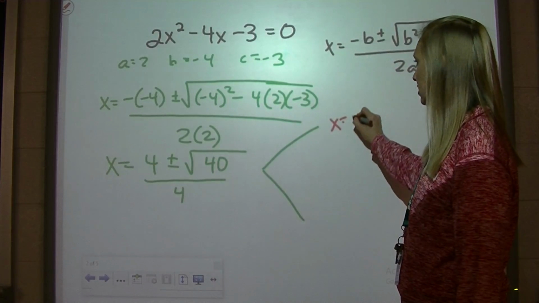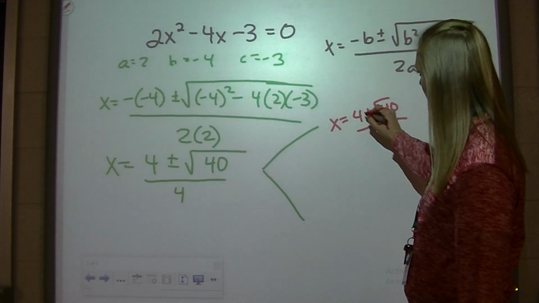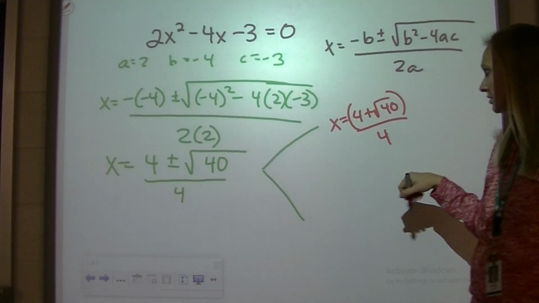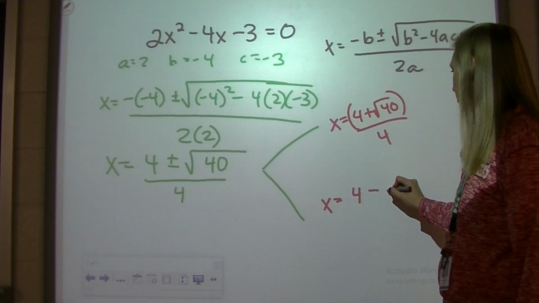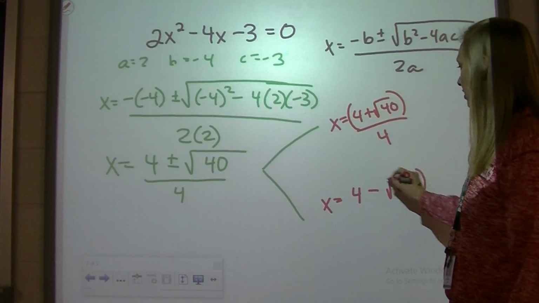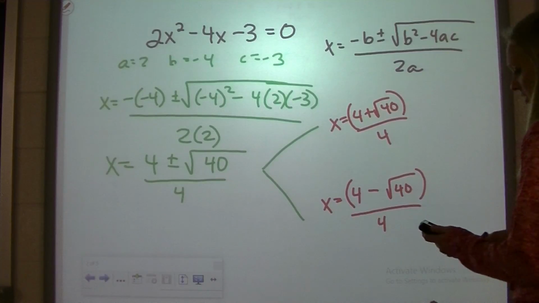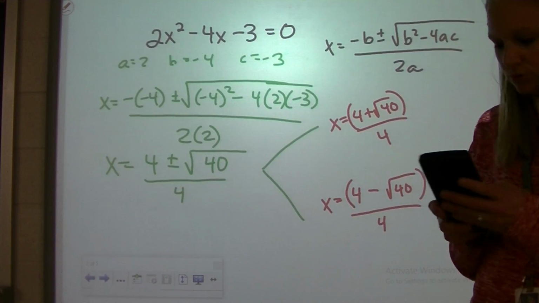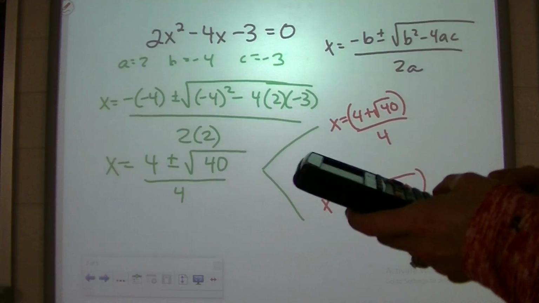We're going to have x equals 4 plus the square root of 40 divided by 4. Again, when I type that in my calculator, I'm going to put the numerator in parentheses. And then here, it's going to be x equals 4 minus the square root of 40. Again, that numerator needs to be in parentheses and divided by 4. So let's do that here. 4 plus the square root of 40. I forgot to put it in parentheses, so I had to just go back and do that.